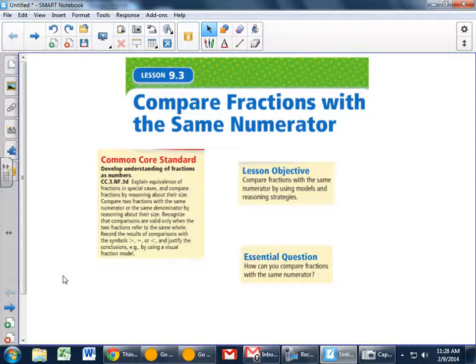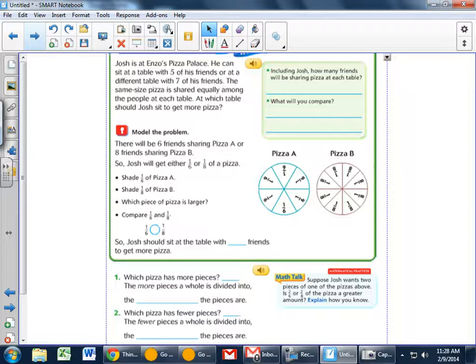Our last lesson was comparing fractions with the same denominator, and we said that it was easy to do because all you had to do is look at the numerator. However, comparing fractions with the same numerator is a little bit different because your denominators are not going to be the same, so you're going to have to work them out, draw them out, and see which is greater than or less than. We're going to jump straight into our lesson today and looking at Go Math page 359.